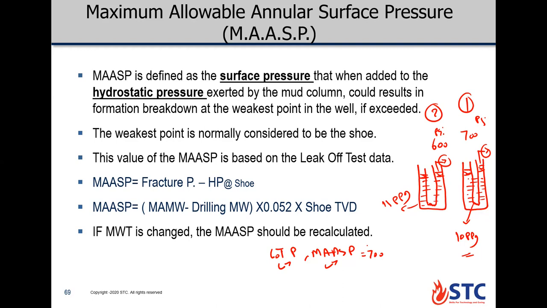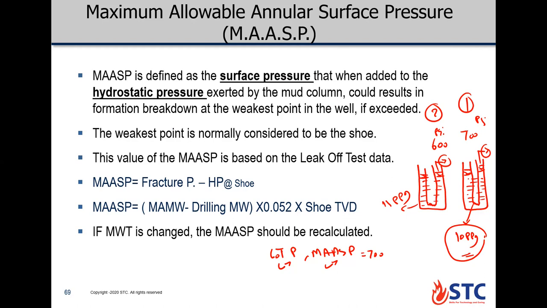No, the leak-off test is by PPG and the MASP is the pressure at surface. So there is a difference between leak-off test and MASP? For the first case during the test, our mud weight is 10 PPG. If you look at the definition, MASP is defined as surface pressure, and leak-off test pressure is the surface pressure, okay? It is the surface pressure that when added to the hydrostatic pressure exerted by the mud column could result in formation breakdown at the weakest point in the well if exceeded.